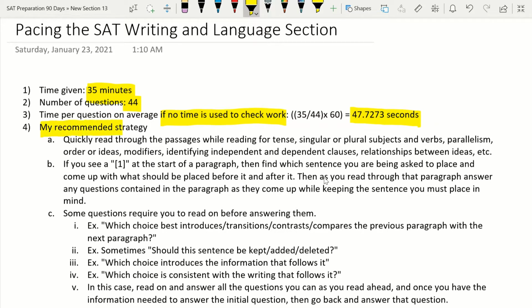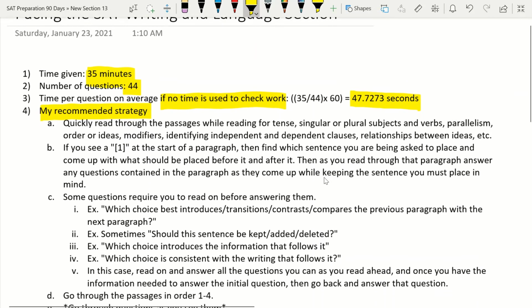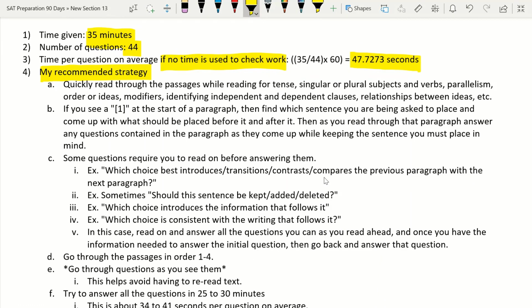So what is my recommended strategy for this? As we go through the SAT writing section, you're going to want to quickly read through the passages. But as you read, you're reading for things like tense, singular or plural subjects and verbs, parallelism, the order of ideas, modifiers, identifying independent and dependent clauses, and relationships between ideas, sentences, and paragraphs, etc. So you're not looking at it the same way you look at the reading section. You want to look for these sorts of things, because these are the types of things that are going to help you answer questions correctly.